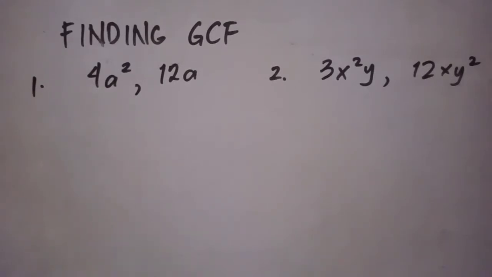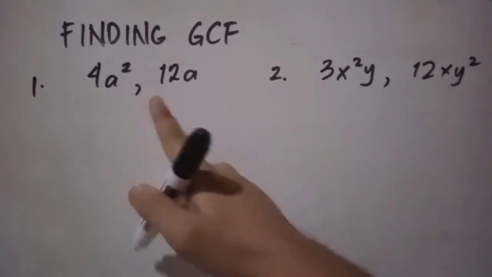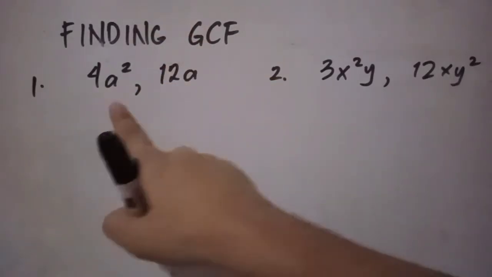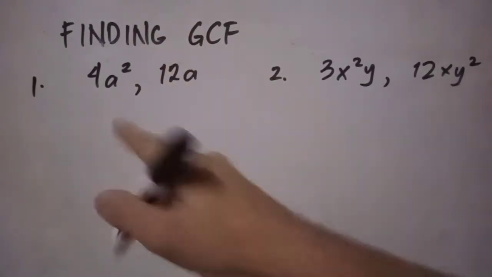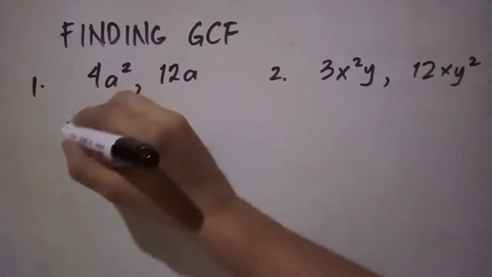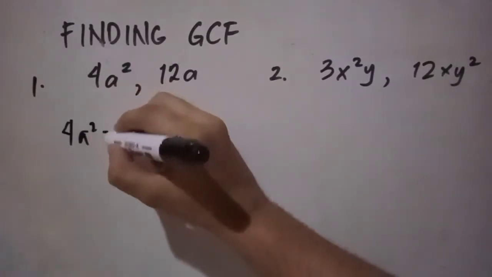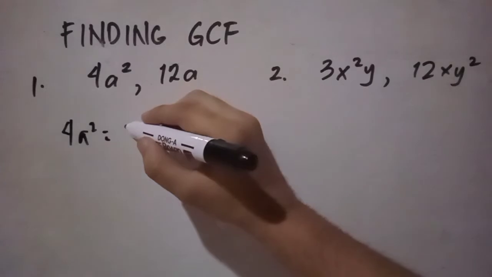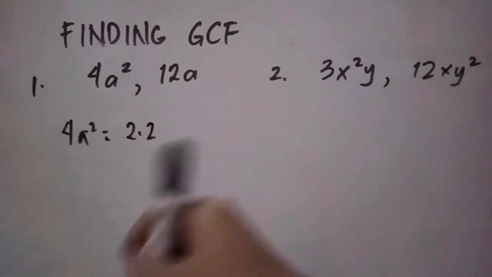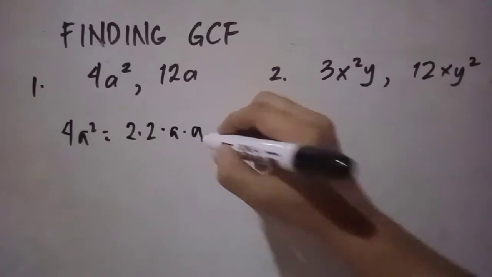Okay, so umpisa tayo sa number 1, 4a squared and 12a. So kukunin natin yung GCF ng dalawa. So factor out muna natin yung 4a squared. So yung 4a squared factor natin as yung 4 is 2 times 2, diba? Tapos yung a squared is dalawang a.